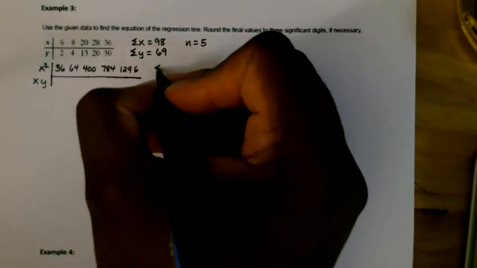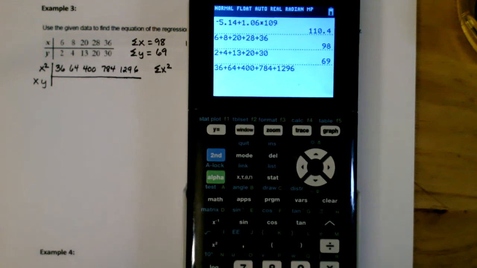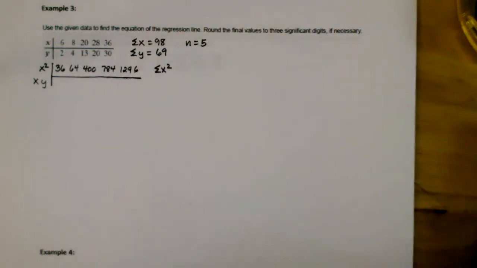And I'll go ahead and get the sum of the x squares. So in this case here, if I add 36, 64, 400, 784, and 1296, that'd be 2,580. So the sum of the x squares is 2,580.